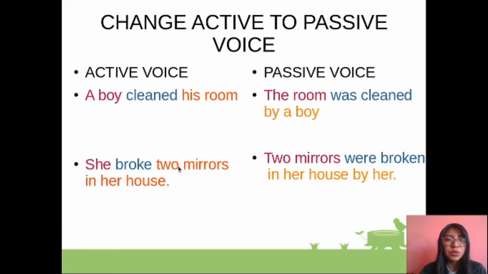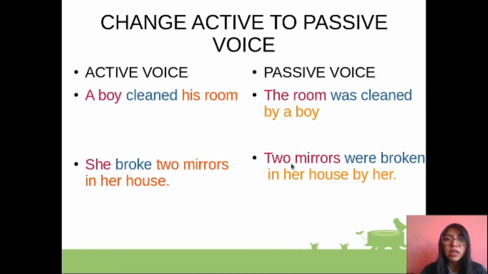She broke 2 mirrors in her house. Okay, that is an active voice. It means she does the action. Ella realiza la acción, okay? In active voice is important who makes the action. ¿Quién hace la acción? Eso es lo importante. In passive voice, the important thing is the verb, the action. En la voz pasiva lo importante es la acción, okay?